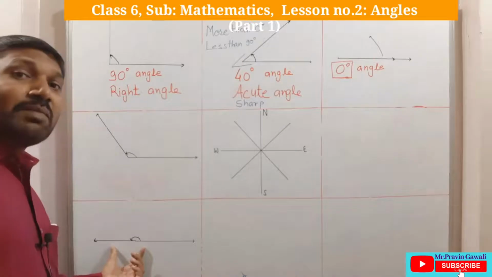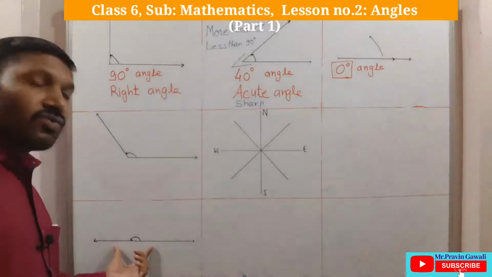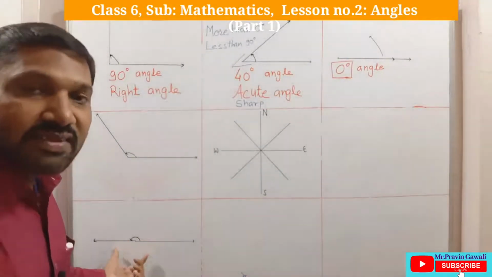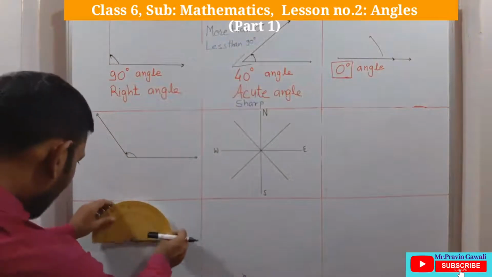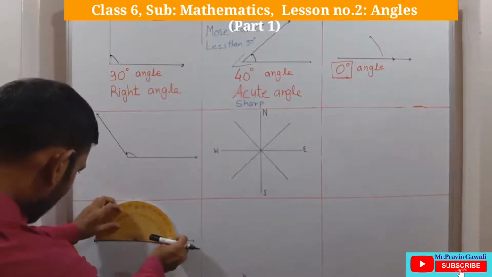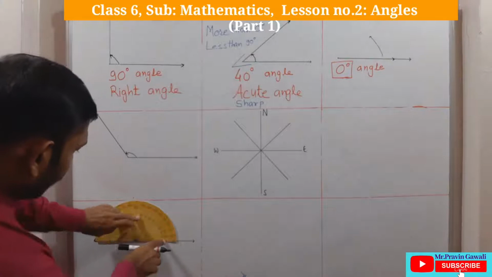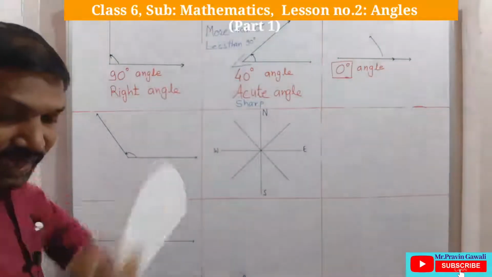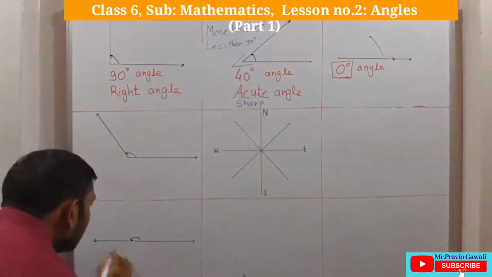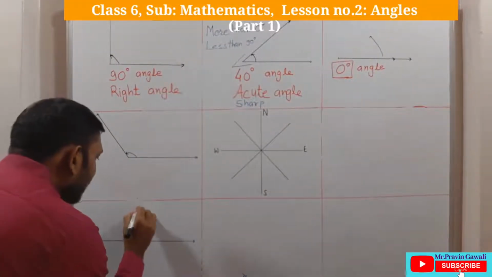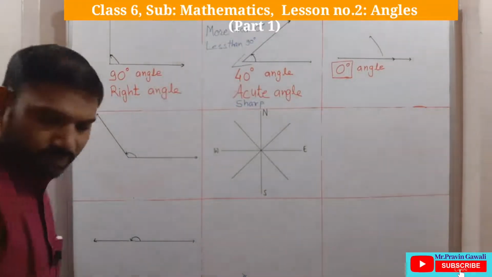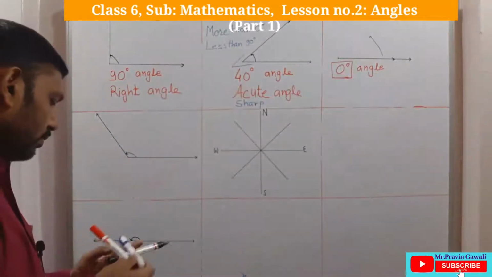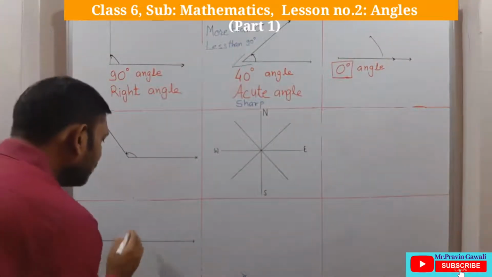If we measure this angle, we will see how much it measures. I will keep it on the point, measure it, see, 0 to 180. So this measures 180 degrees. I will write here. It measures 180 degrees.